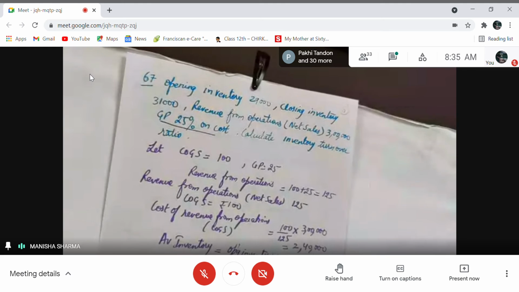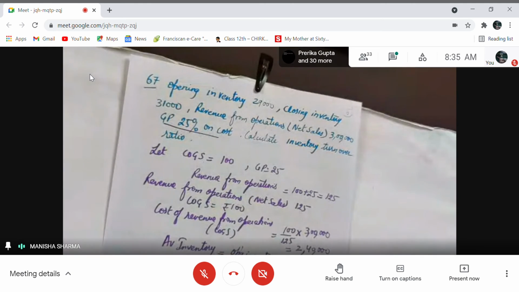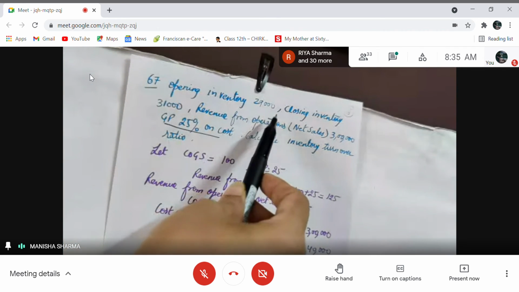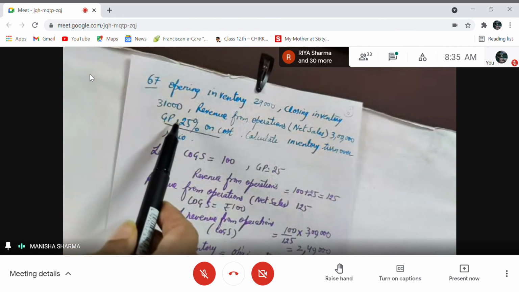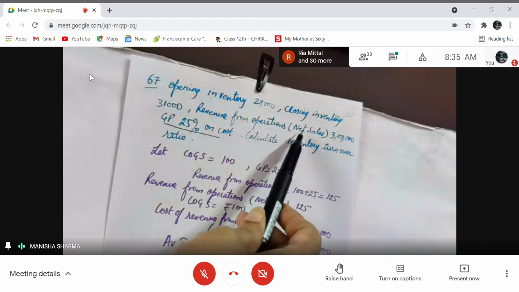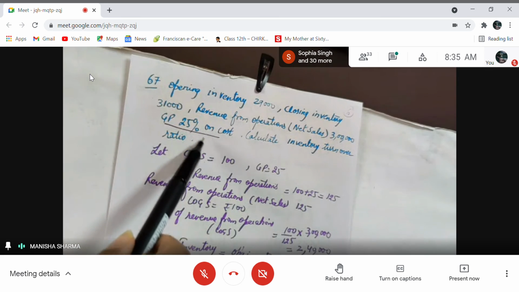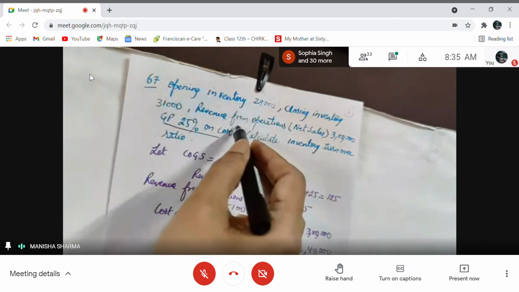Okay. Now, opening inventory is 29,000. Closing inventory is 31,000. Revenue from operations, that is net sales, is given to be 3 lakhs. GP is 25%, not on sales. It is given on cost.